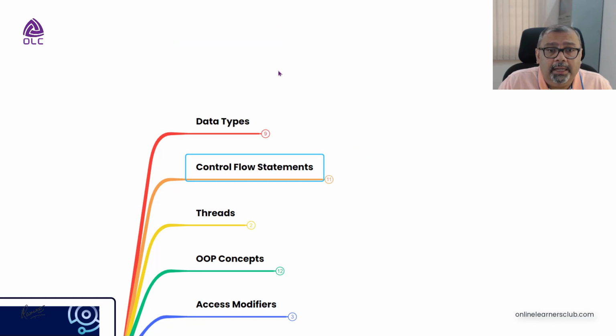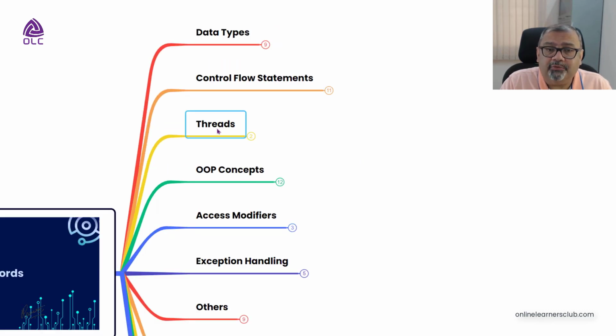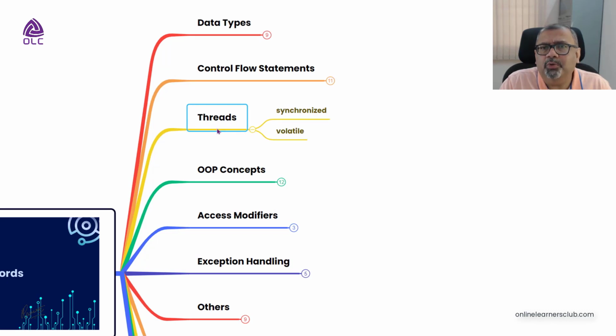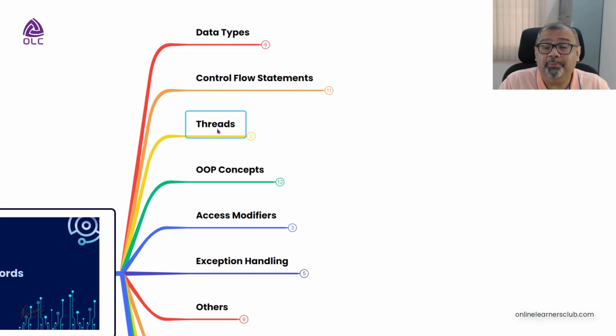And the next grouping is for threads. Whenever you want to create a thread, we use a keyword called synchronized, especially for synchronizing multiple threads. Again, in the threads chapter, in the later courses, in the advanced Java elements, we'll talk about threads. And then we do have volatile as a keyword, which is part of thread-related programming.